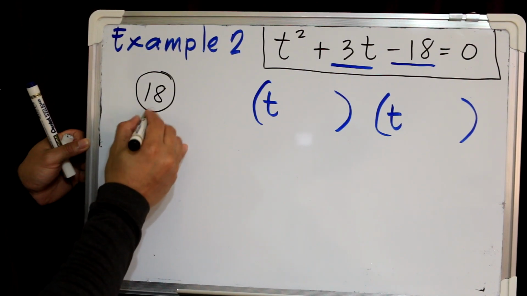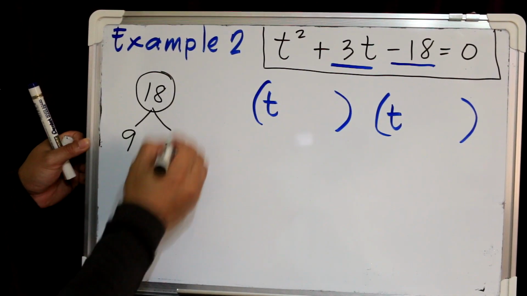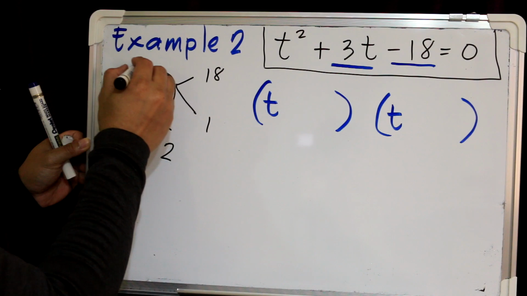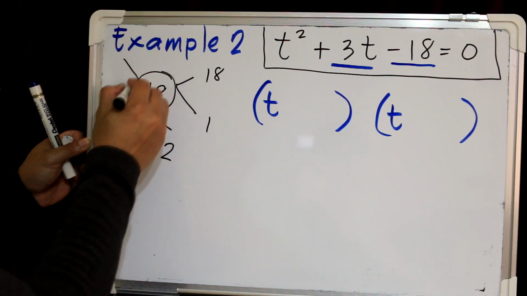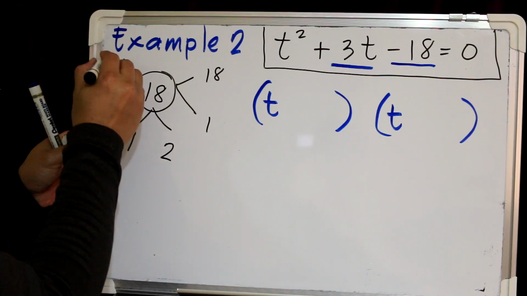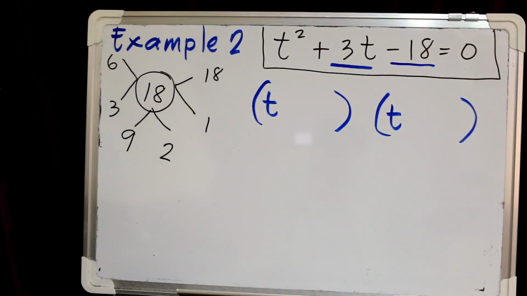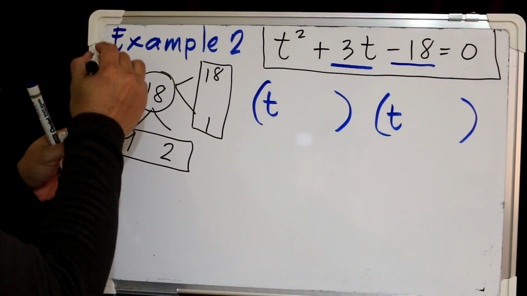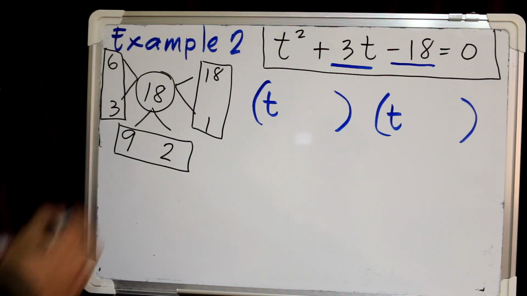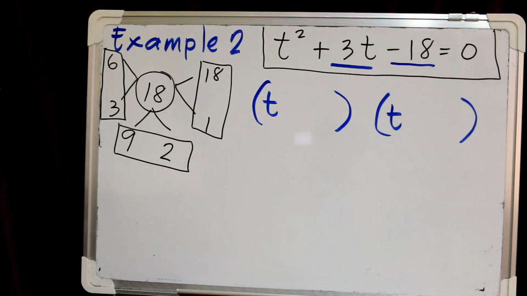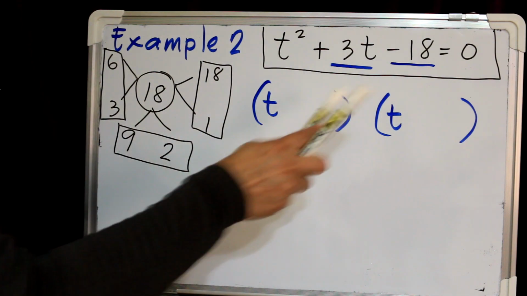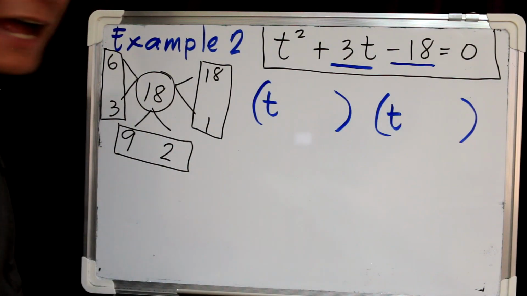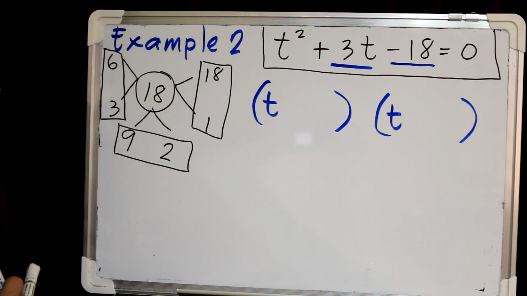Okay, so what are the factors of 18? So you have 9 and 2, 18 and 1. Okay, then we can have 3 and 6. Correct? So we have 18 and 1, 9 and 2, 3 and 6. Okay, now if you are going to observe this, this is a minus sign, so one of these is a plus and the other one is a minus.